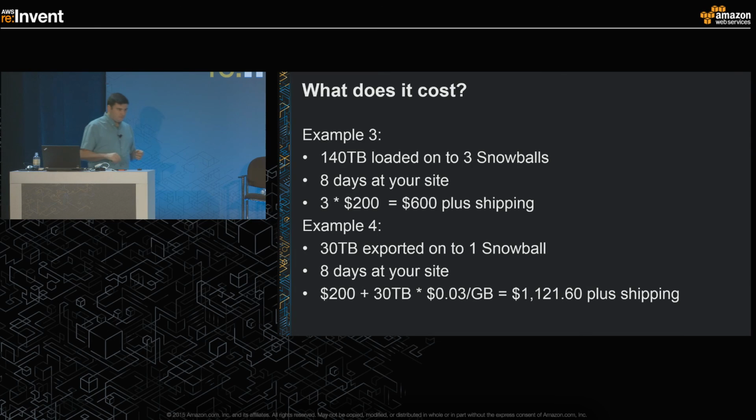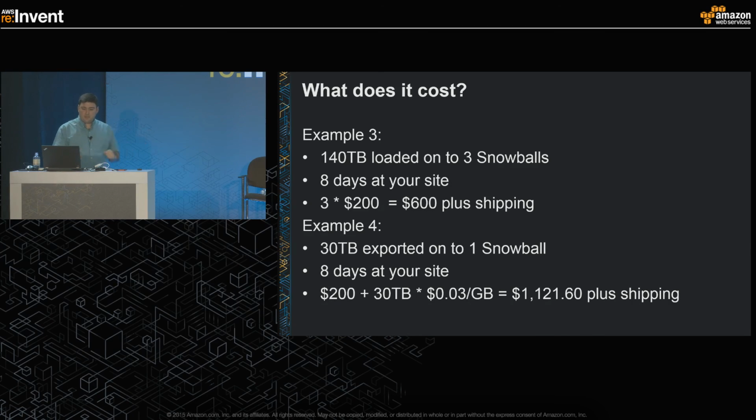In the third example, this is an example of parallelization. So if you had a larger data set and you needed to load, let's say, 140 terabytes onto 3 Snowballs, you could do that serially, one Snowball after another, or do that in parallel. It's going to be the same cost. So in this example, we're doing 140 terabytes onto 3 Snowballs and having it, say, take 8 days. That would just be 3 times $200 per job, one job being each one of those Snowballs that arrives at your facility.